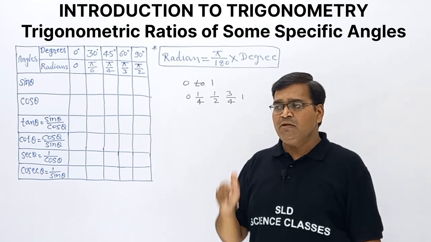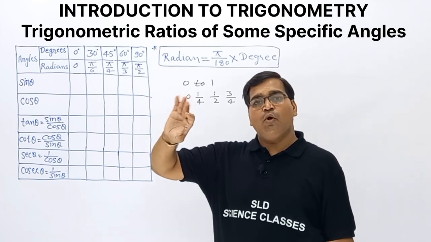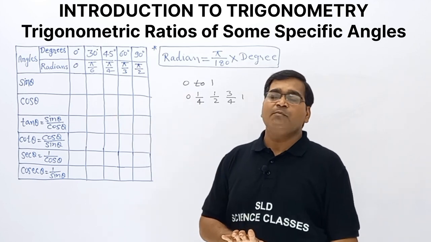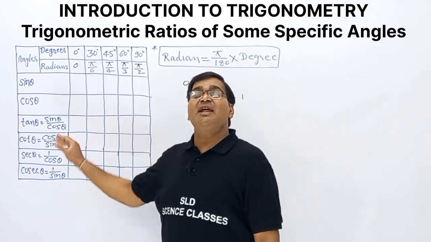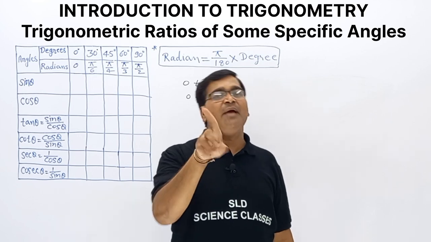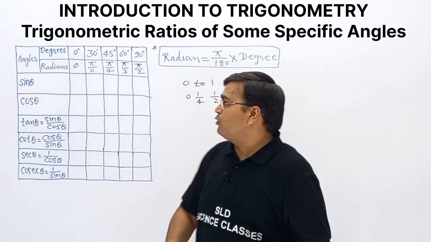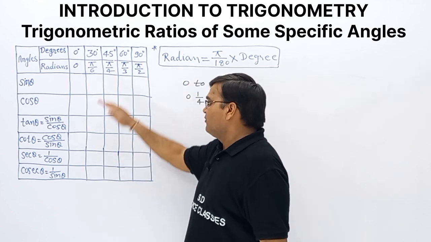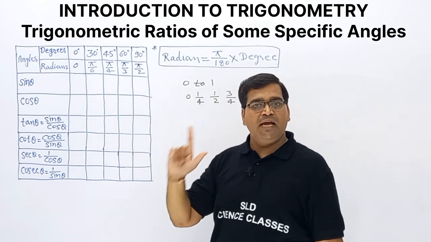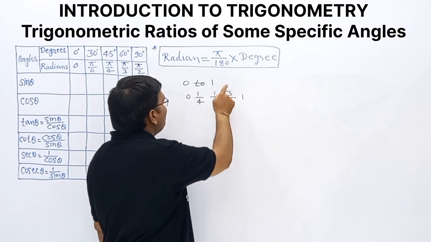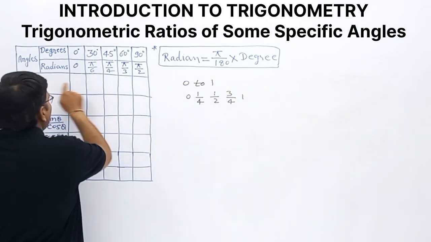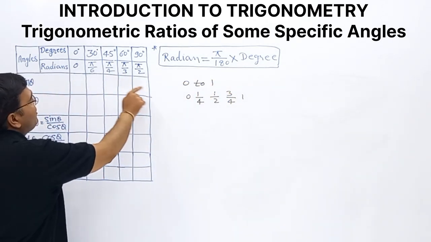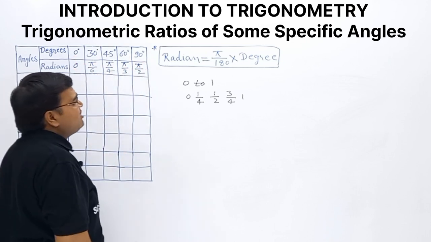We are not concerned with how they come. The concept we studied and completed, but we want to memorize this table. Our task is to memorize this table. So once we know these values, we can find all the others. Clear? So how will we find this line? Sin theta values at these specific angles.